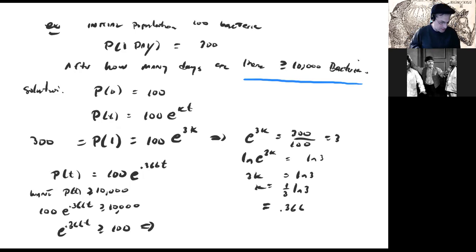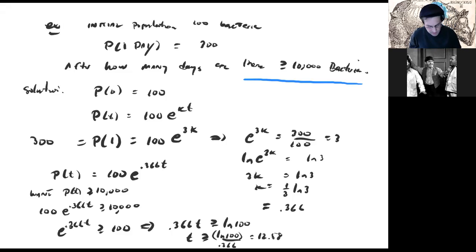Taking ln of both sides does not change the inequality, so you get 0.366 t is greater than or equal to ln of 100. This is very messy, so I'll rewrite it. And then we divide by 0.366, and we get t is at least ln of 100 over 0.366. And that is approximately 12.58, so that's days.